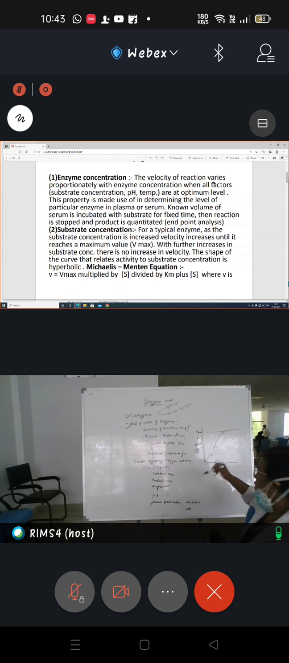What is Km? Km is the substrate concentration at which the velocity is half the maximum velocity.